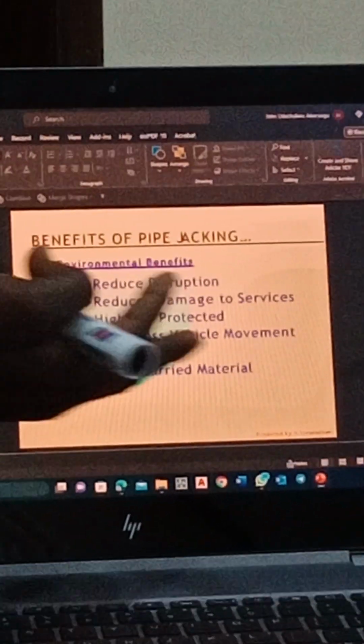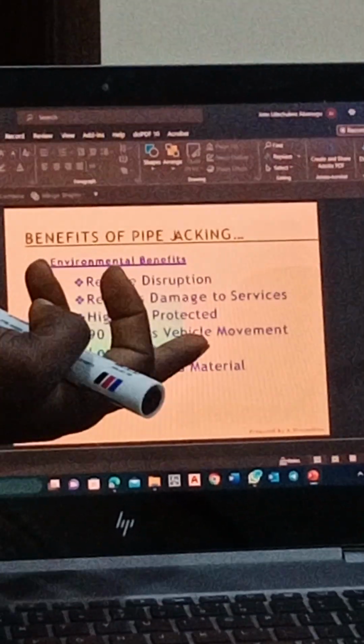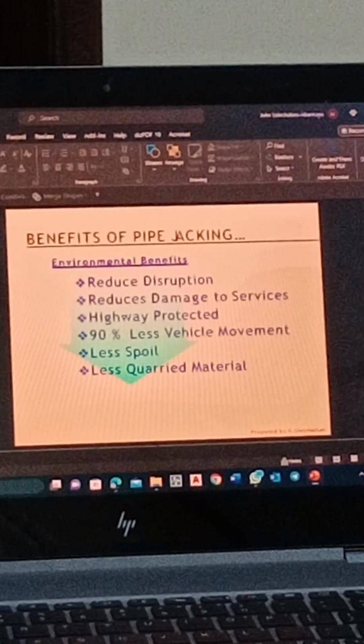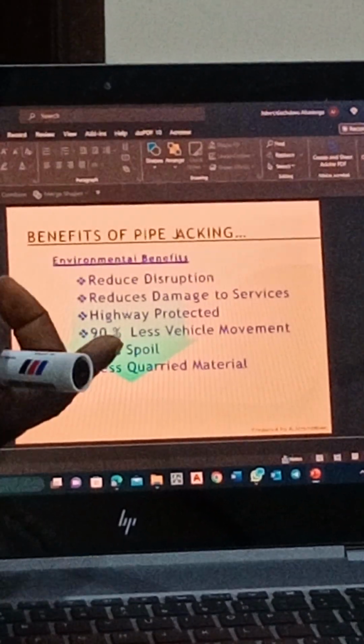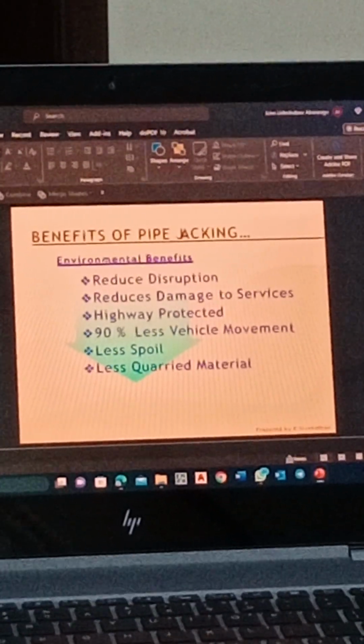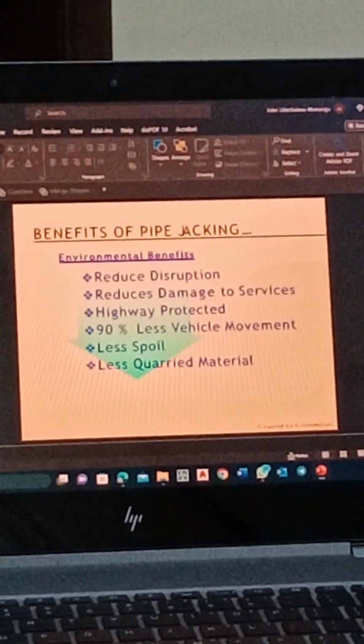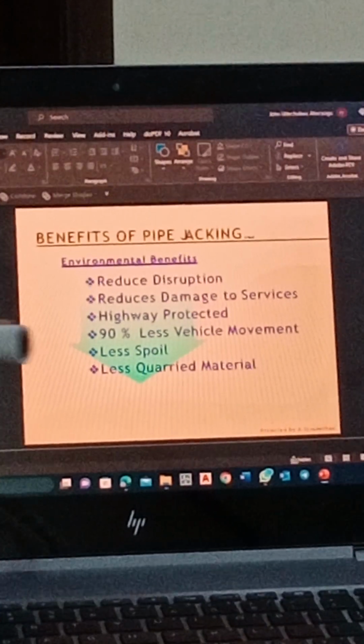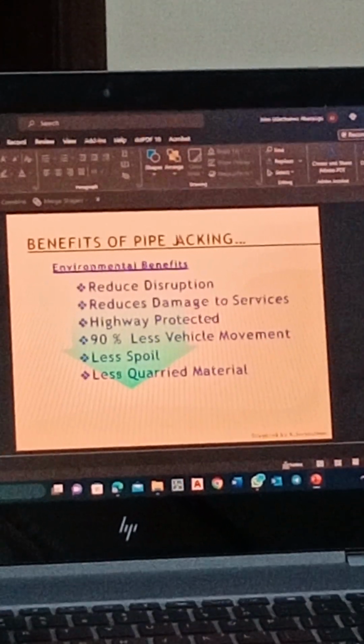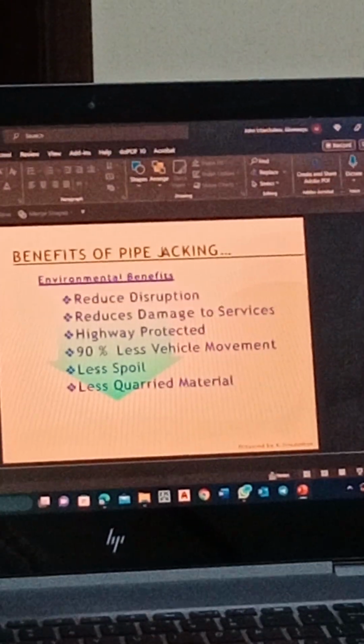So that's 90% less vehicle movement. In other words, almost all vehicles will continue to move, and then less spoil. It does not spoil easily, and then less wearing material.